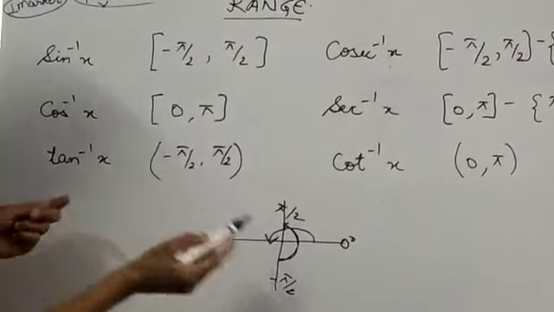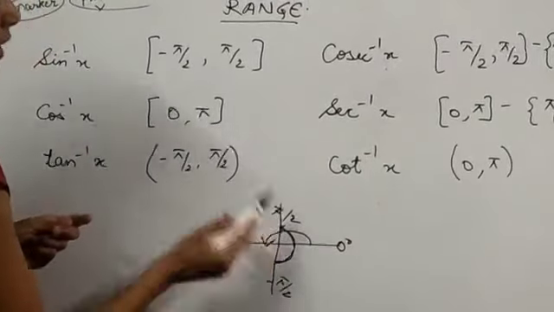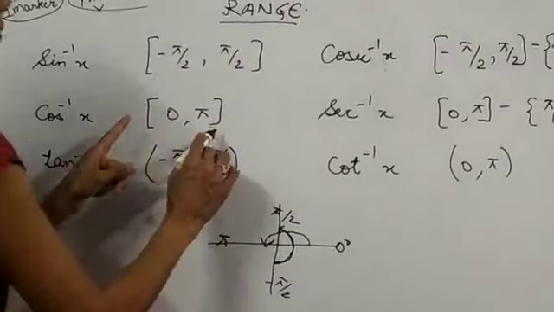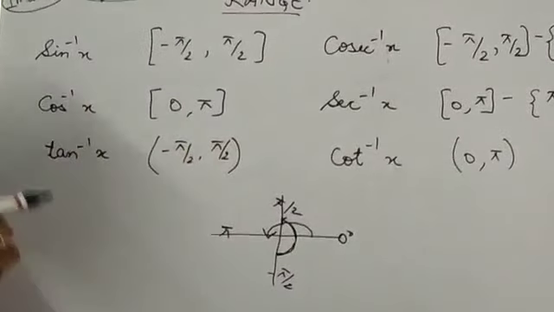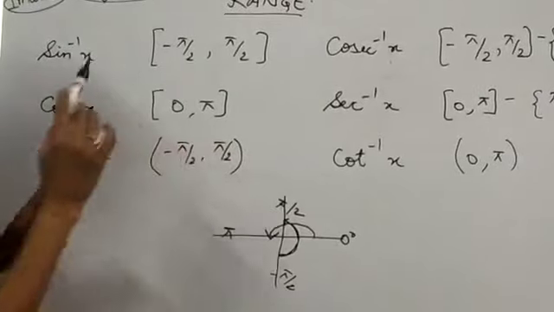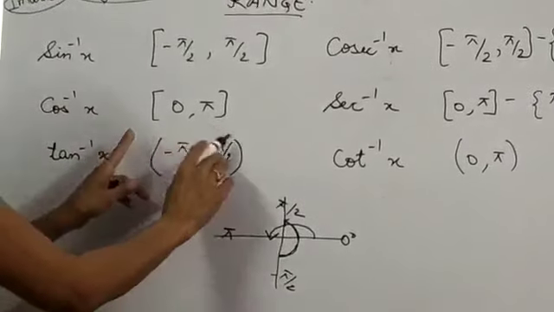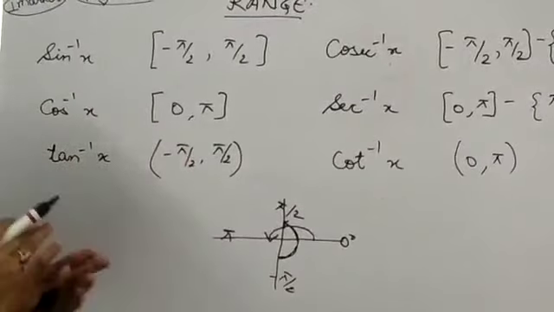For tan inverse, again you are moving from minus pi by 2 to pi by 2, but it is your open interval because at pi by 2 it is not defined. That's why we are writing it in open intervals.